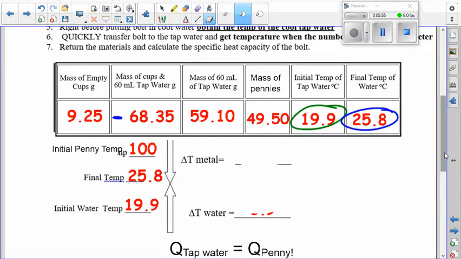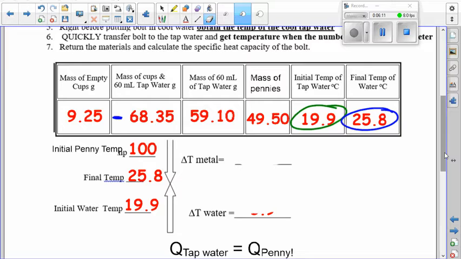So Michael, how are we going to calculate the delta T? What do we need to do? What numbers are we plugging in? You gotta subtract the initial and the final. Those two, right? Right, so which two numbers are you talking about? 100 and 25.8. Yeah, you got it. So go ahead and plug that in for me. Tell me what you get.